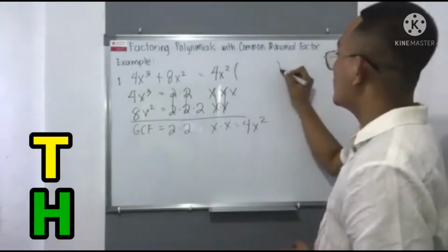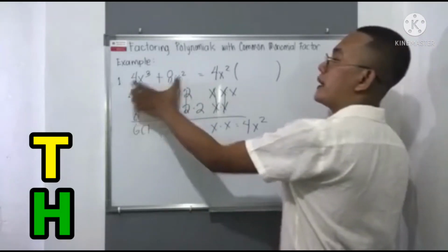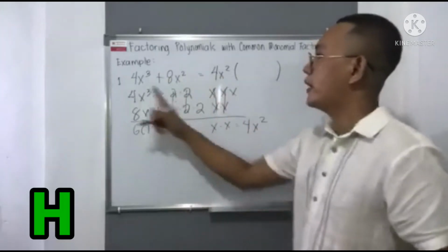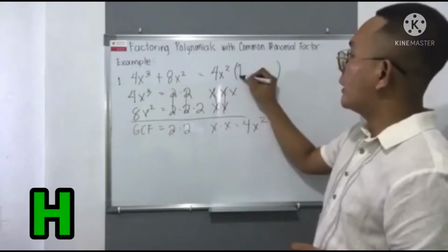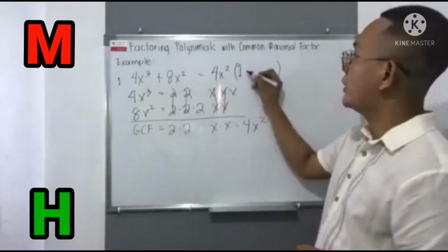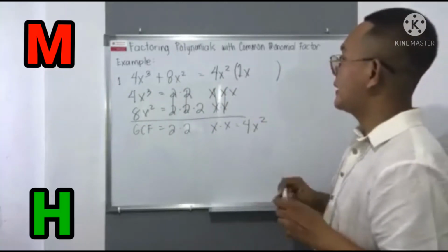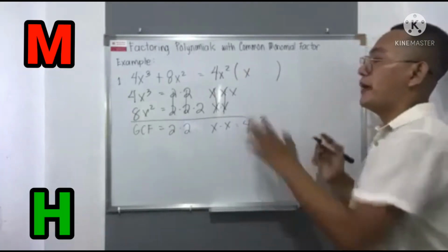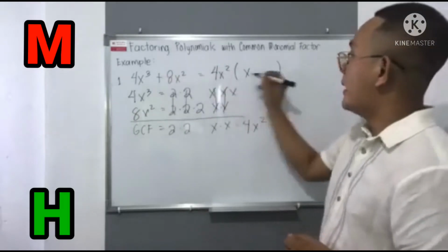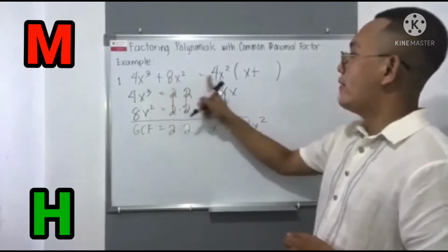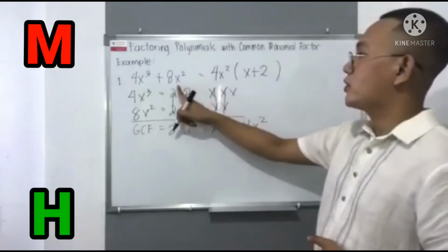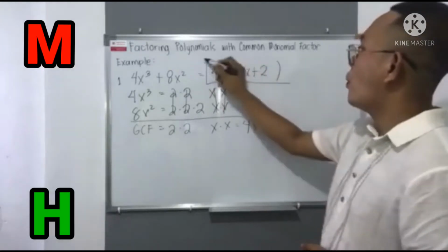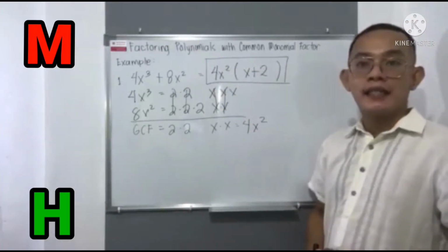Para makuha natin yung other factor, i-divide natin itong polynomial dito sa GCF natin. So, unahin natin yung 4x cubed sa 4x squared. 4 divide 4 is 1, and then x cubed divide x squared is equals to x. Since hindi na natin kailangan isulat yung 1 dahil understandable naman na meron tayong 1 dyan. Okay, plus 8 divide 4 is equals to 2, and then x squared divide x squared is equal to 1. Hindi na rin natin siya susulat. So, ang final answer natin is 4x squared times x plus 2.